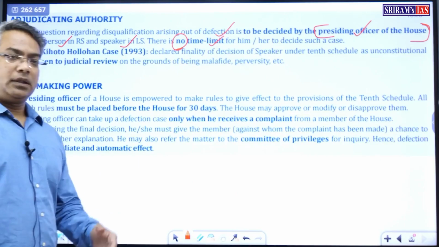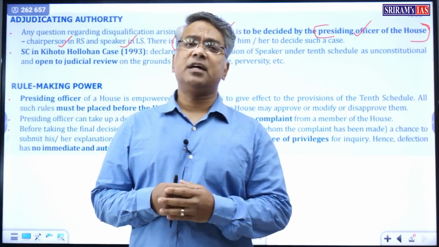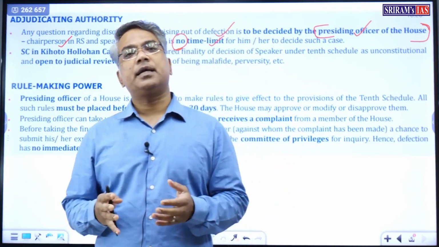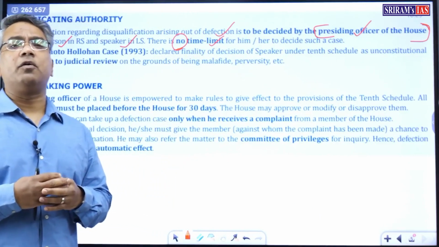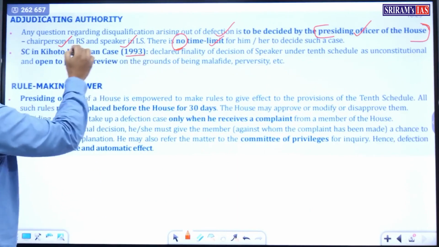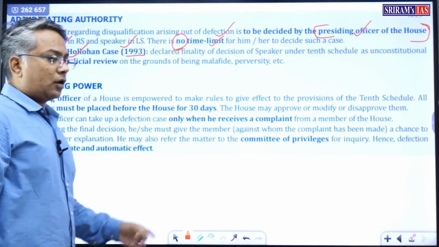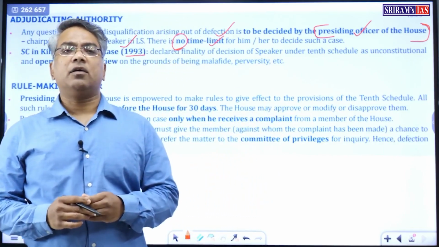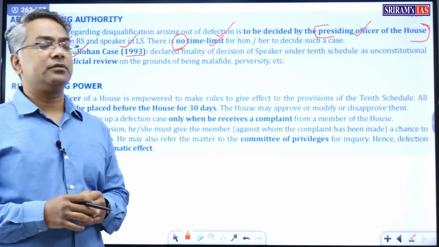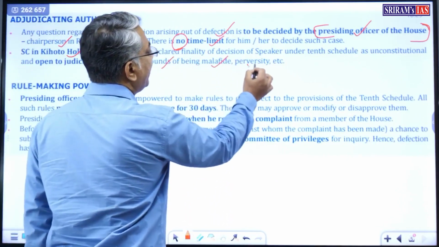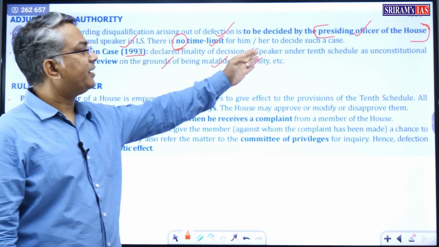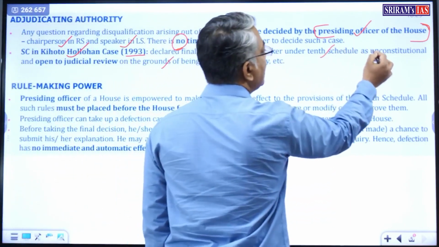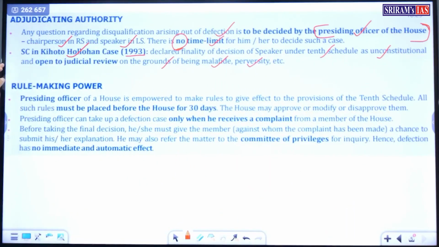The decision of the presiding officer, that is the chairman in case of Rajya Sabha and the speaker in case of Lok Sabha, is final, and it was not subject to the jurisdiction of any court. But the Supreme Court in 1993 in the Kihoto Hollohan case has ruled that the decision of the presiding officer is subject to judicial review on the grounds of being mala fide and perverse. So the Supreme Court in the Kihoto Hollohan case 1993 declared the finality of the decision of the speaker under the 10th Schedule as unconstitutional and open to judicial review on the grounds of being mala fide or perverse.